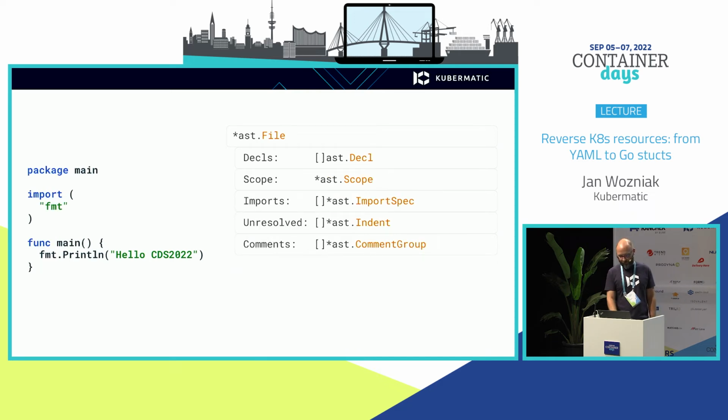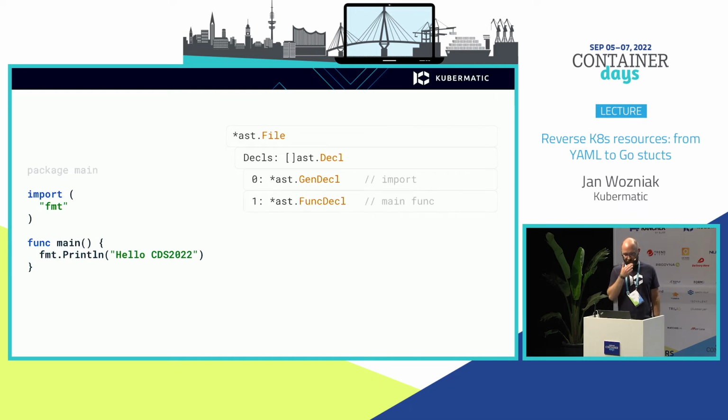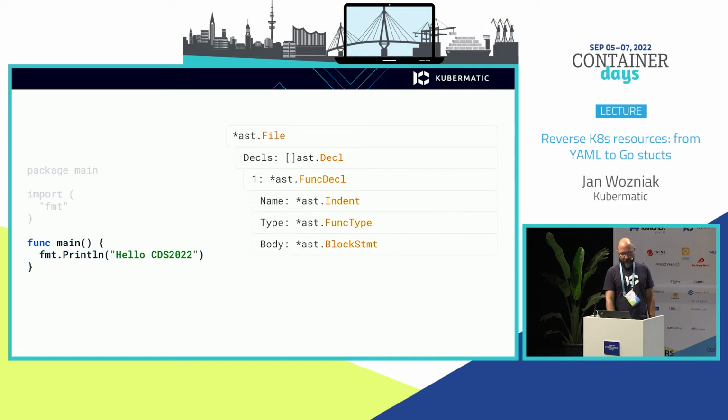And to give you an example of how to walk that path: file, that means the whole thing. Every file has some top-level declarations. In our case, it's the import and the function. Then the function declaration has a body, which is a block statement. The body has a list of statements. In our case, it's just one statement.